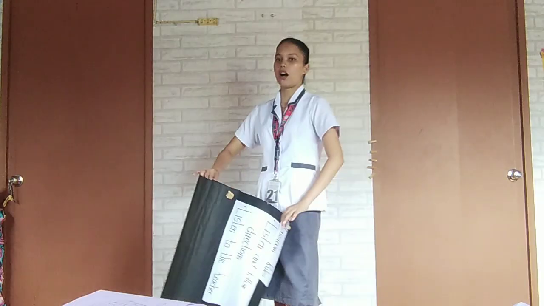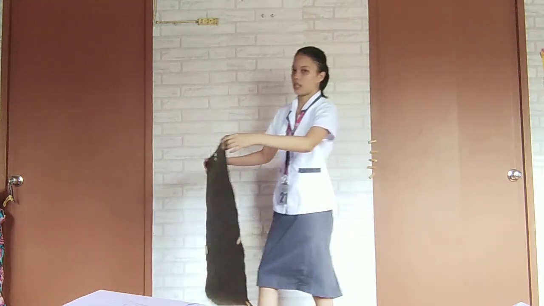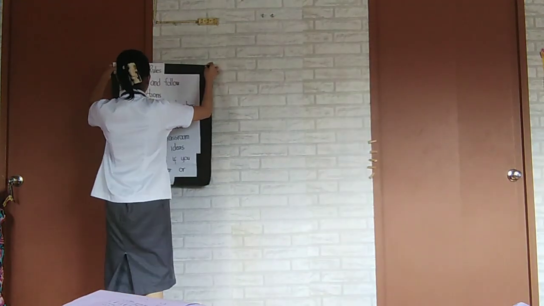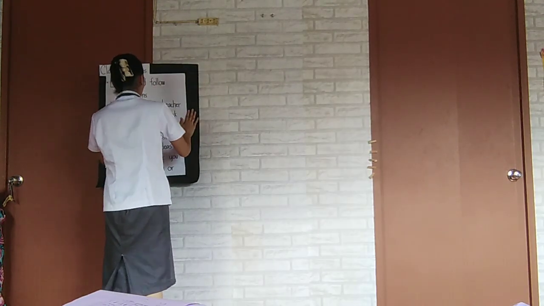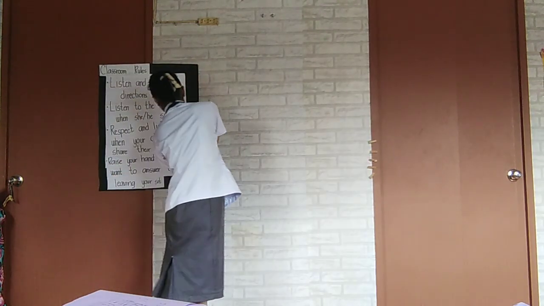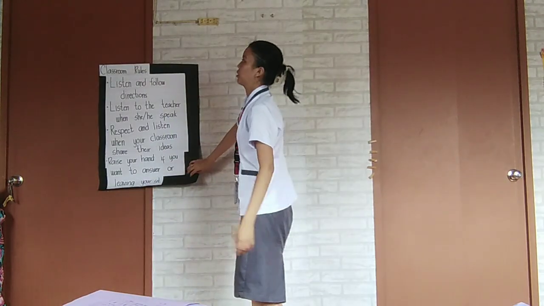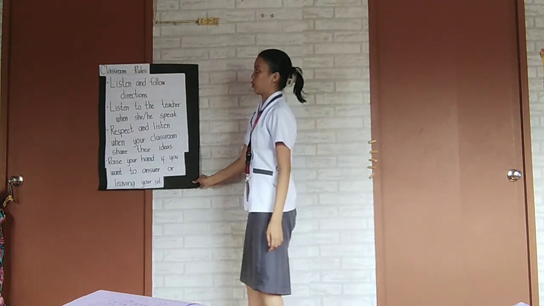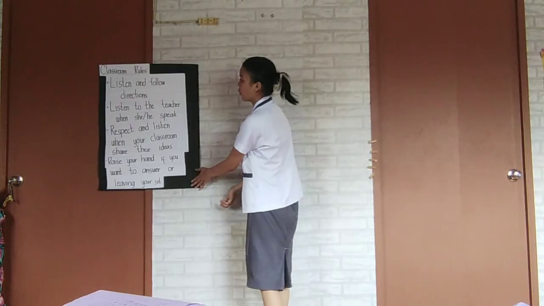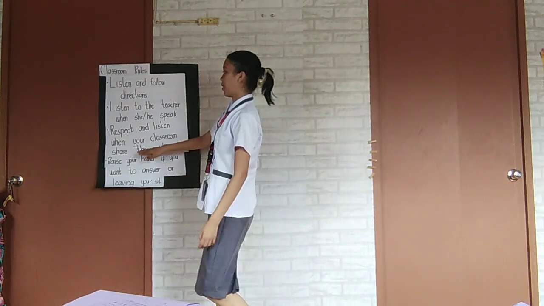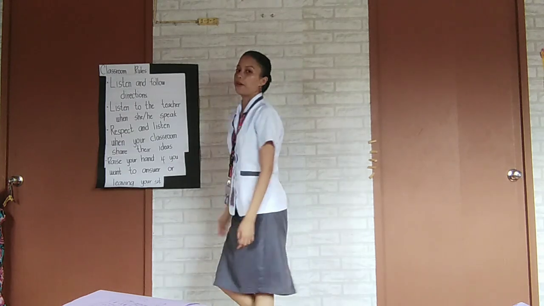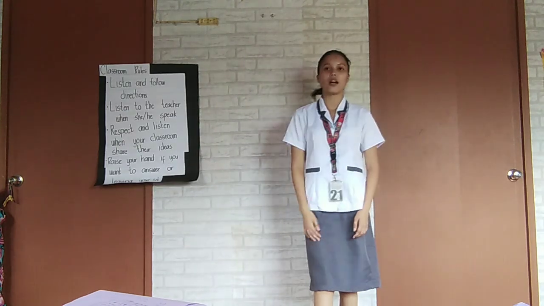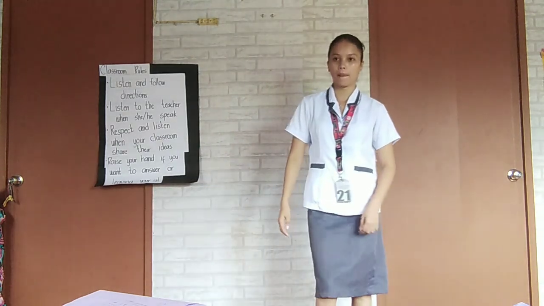Before we start our class, let me present to you our classroom rules. And I will read it. So, classroom rules. Listen and follow directions. Listen to the teacher when she or he speaks. Respect and listen when your classmates share their ideas. Raise your hand if you want to answer or leave your seat.